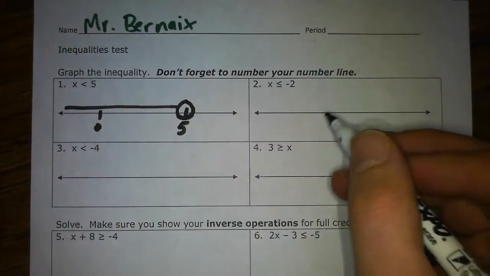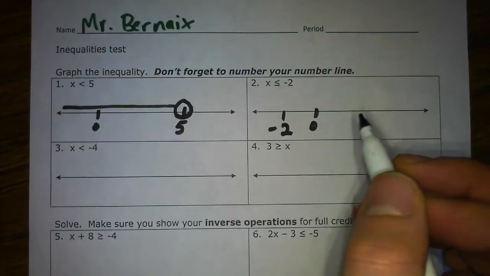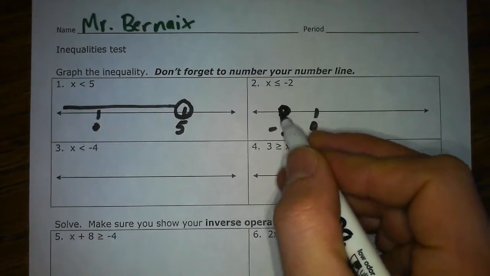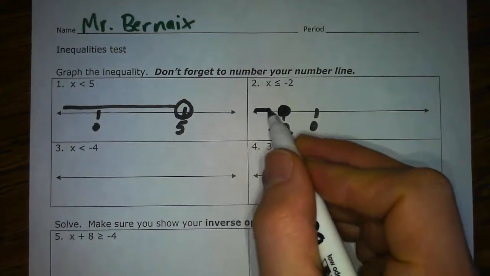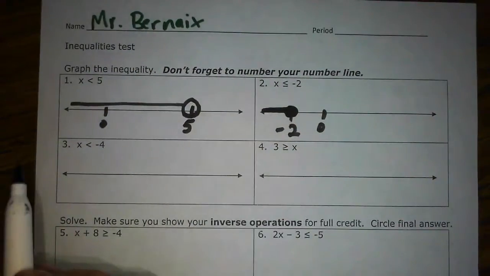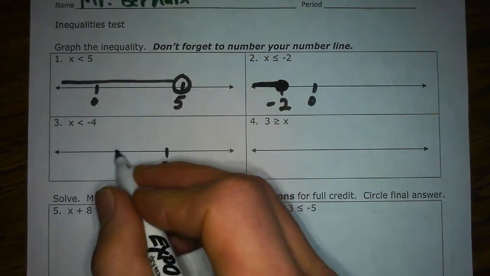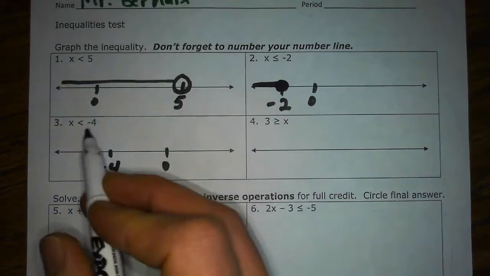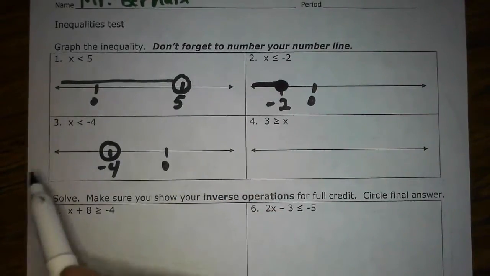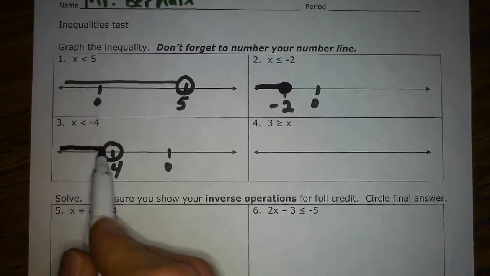Second question is very similar. I'm going to graph my -2 here. And this time, however, it's less than or equal to, so my circle will be closed. Closed circle and then shaded to the left because x is less than -2. The less than is to the left. Number 3, -4 is my number. Put it on the graph. X is less than -4. Since it's less than and not less than or equal to, my circle will be open because it does not include -4. And x is less than, so I shade to the left.